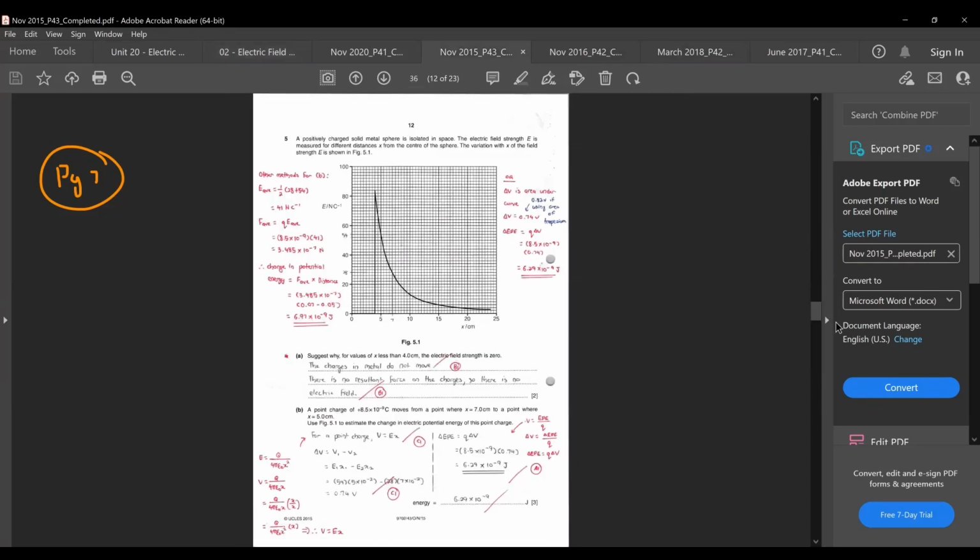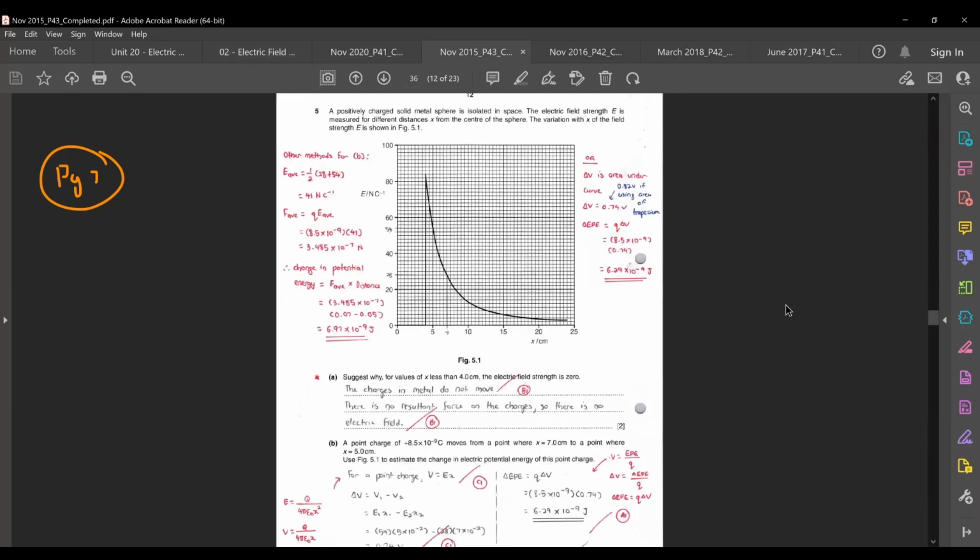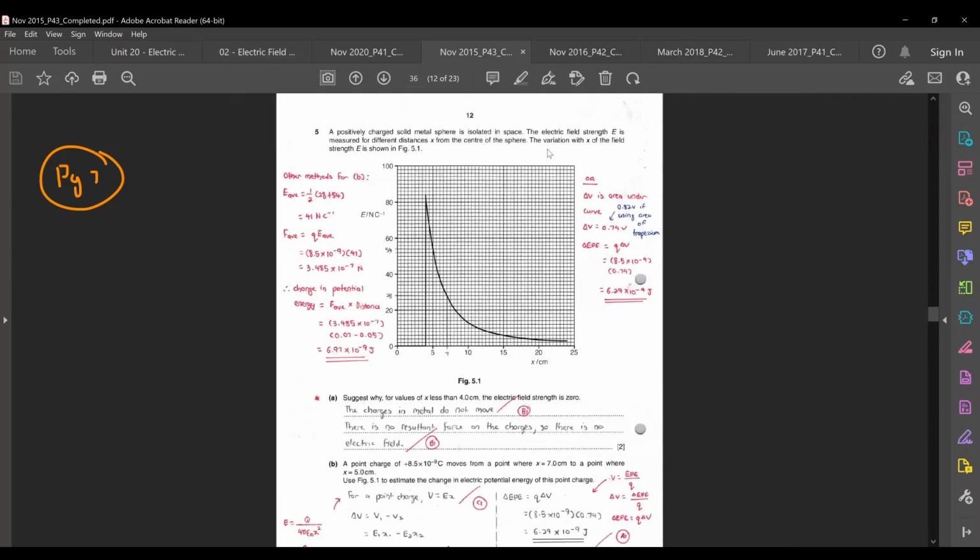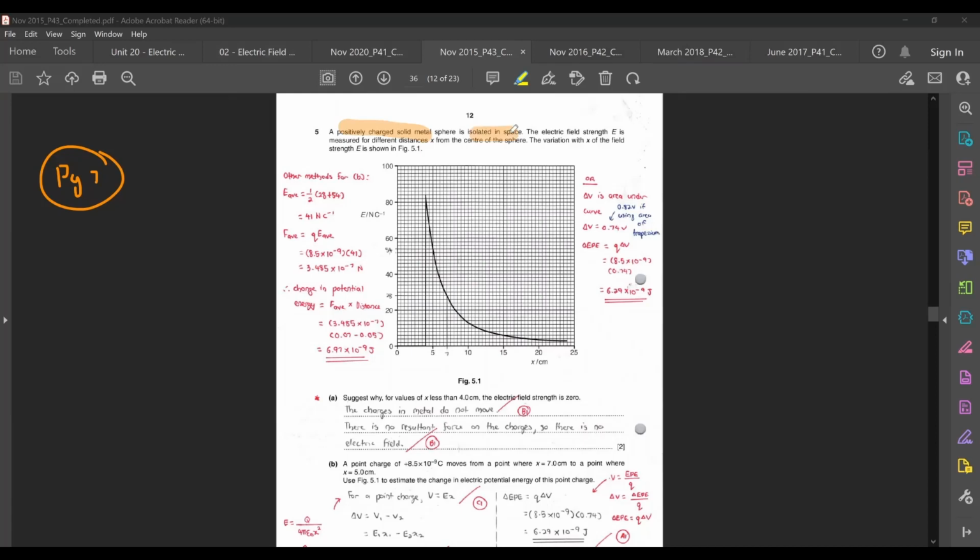Here the question mentions something like this. They say that you have a positively charged solid metal sphere that is isolated in space, a point charge. Based on that statement alone, the electric field strength E is measured for different distances x from the center of the sphere, and the variation with x of the field strength E is as shown below. Now, suggest why for values of x less than 4 centimeter, the electric field strength is 0. We've actually done a question similar to this last week.